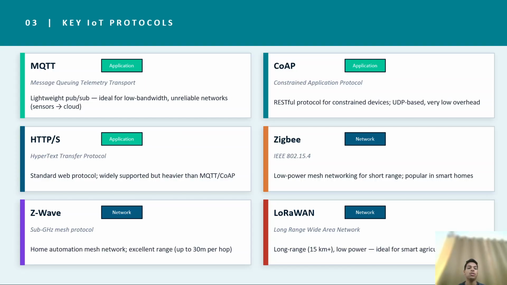Key IoT protocols. Here are the six most important IoT protocols you need to know for this unit. Starting with application layer protocols. MQTT is the most popular IoT protocol. It follows a publish subscribe model. Devices publish data to a broker and subscribers receive it.